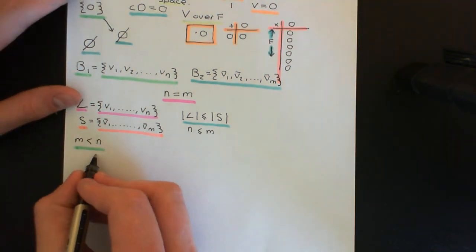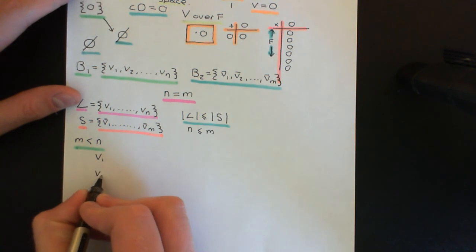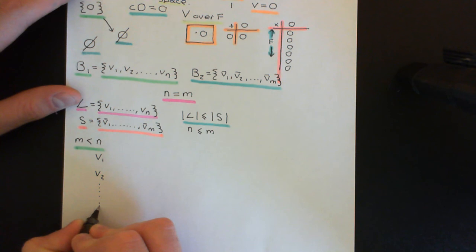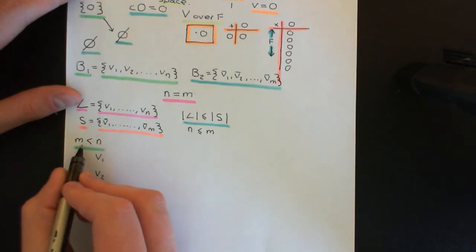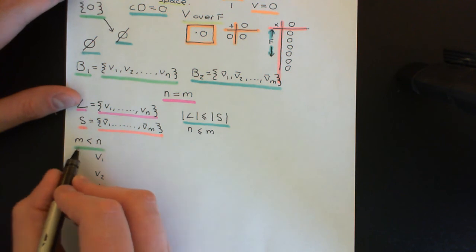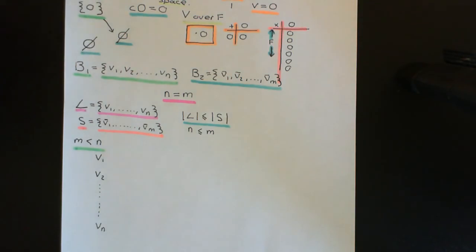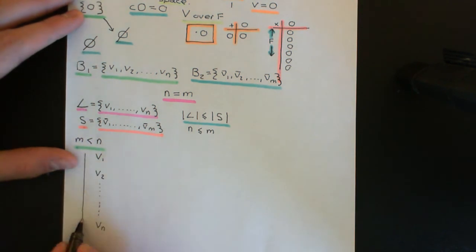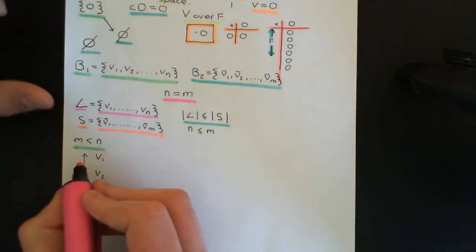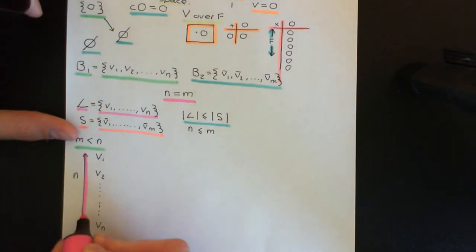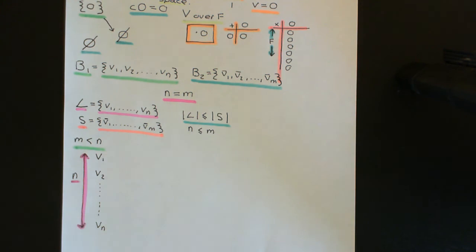So let me put that down here. I'll firstly put all of my vectors in the linearly independent set down here. So v1, v2, all the way down to vn. And remember, n is now, we're assuming, greater than m. That was the thing that we assumed, the opposite of what we want to prove, and we're hoping to arrive at a contradiction from that. So here are our n vectors in the linearly independent set. I'll colour this in purple to remind us that this is the set of linearly independent vectors.